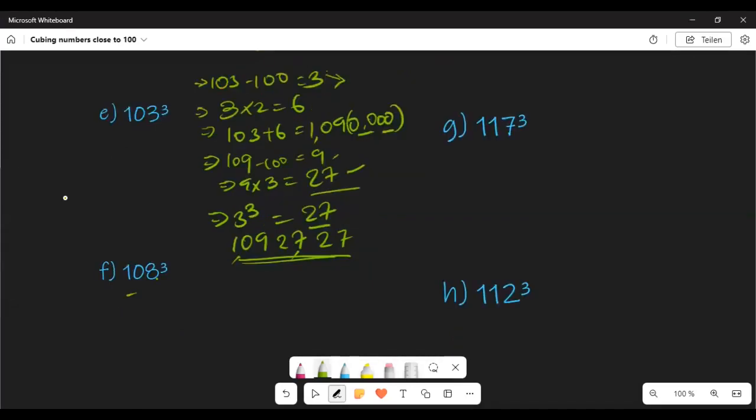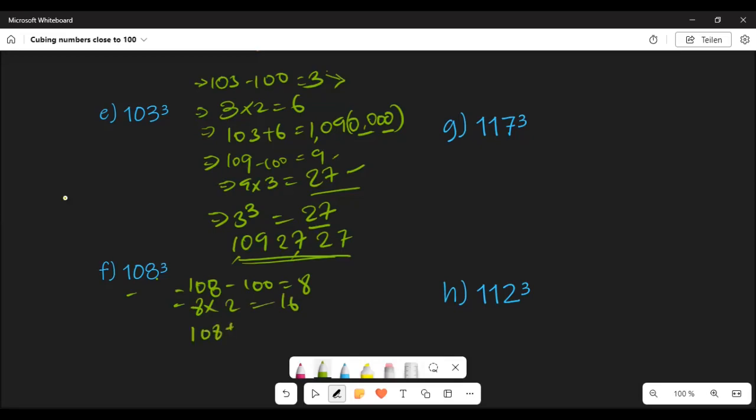108 is the same strategy. So the first thing we're saying, what's 108 subtract 100? So this gives us the difference between 100 and 108, because 100 is our reference number. So we have 8. Now the second thing we want to do is multiply that 8 by 2, which will give us 16. So that 16 is what we want to add. The first part of the answer is going to be 108 plus 16, which gives us 124. So that means the answer we're going to get is 1.24 something.